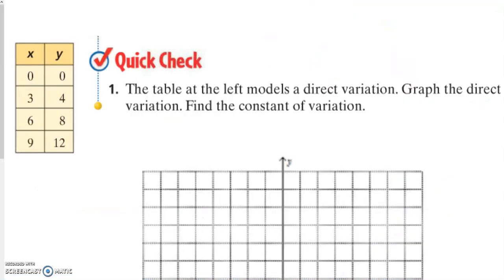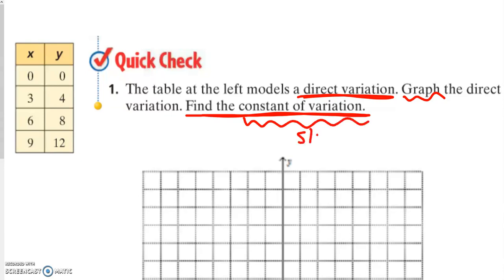In this one, they give us a table, and they're giving you a hint that it's a direct variation. Right now, that tells you, direct variation, it's got to be a straight line. It's not vertical. It's not horizontal. It has to pass through the origin. They're giving you all kinds of clues. They want us to graph it, and they want us to find the constant of variation. Remember, the constant of variation just means the slope.